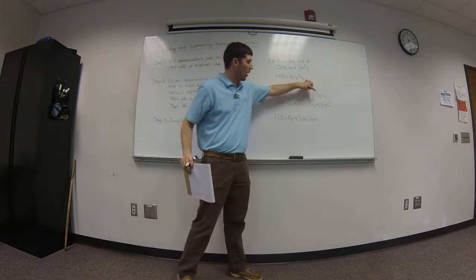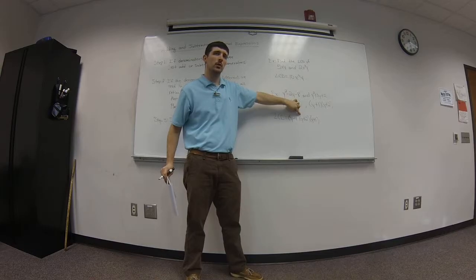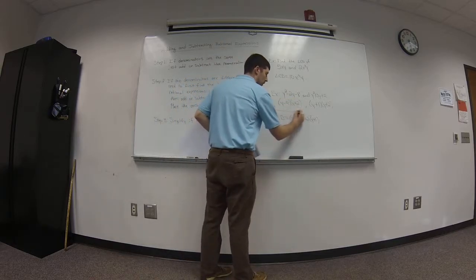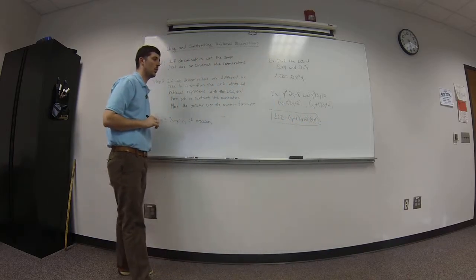The next one is y plus 2, but if we look, we already have a y plus 2 down here, so we don't have to add another one. So our LCD is y minus 4 times y plus 2 times y plus 1.